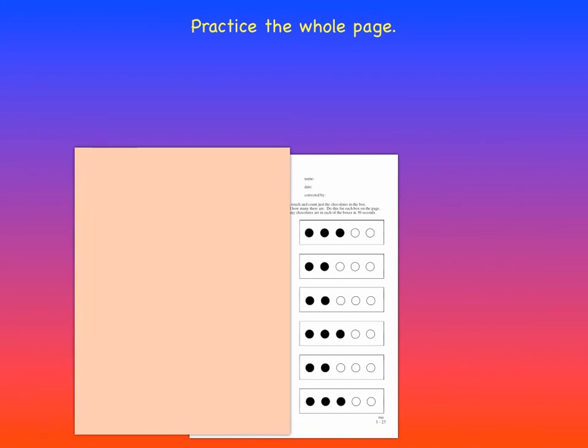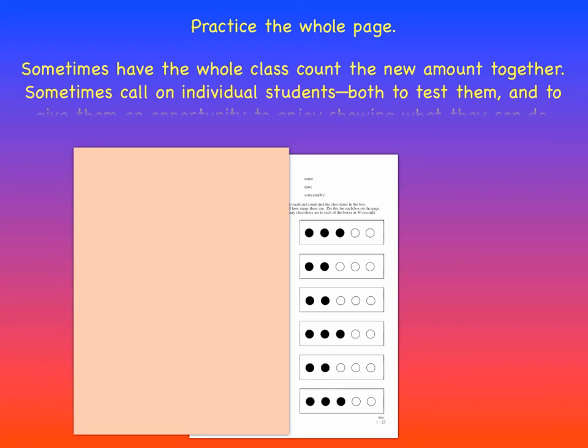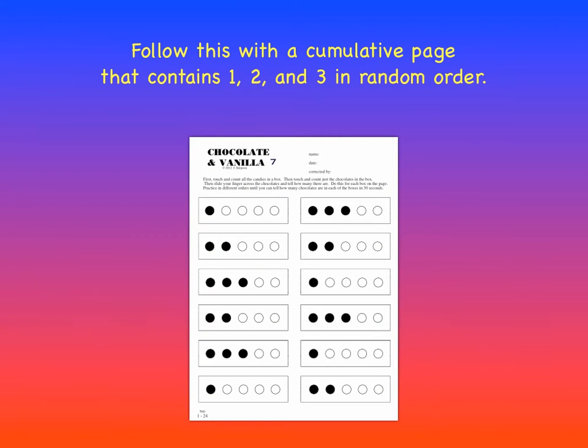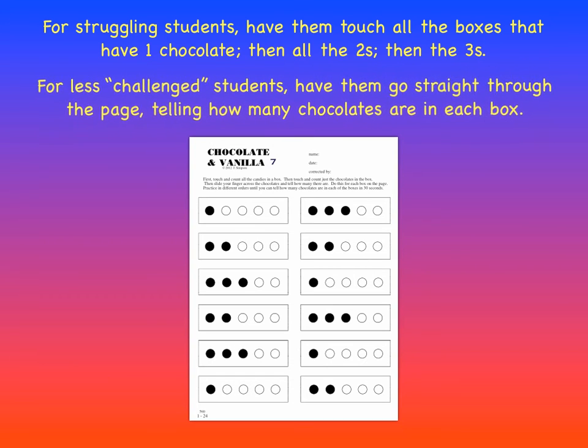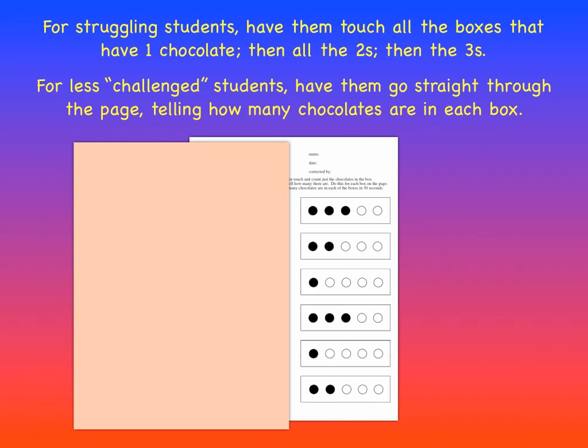And have them practice the whole page. Sometimes have the whole class count the new amount together, and sometimes call on individual students, both to test them and to give them an opportunity to enjoy showing what they can do. Follow this with a cumulative page that contains 1, 2, and 3 in random order. For struggling students, have them touch all the boxes that have 1 chocolate, then all the 2s, then the 3s. For less challenged students, have them go straight through the page telling how many chocolates are in each box. On both sides, of course.